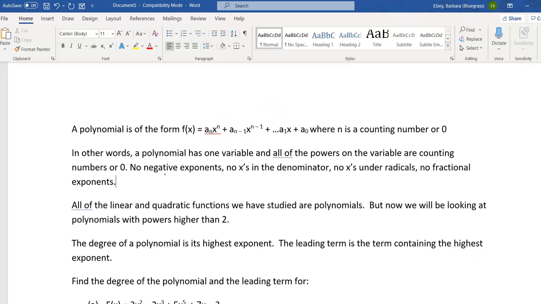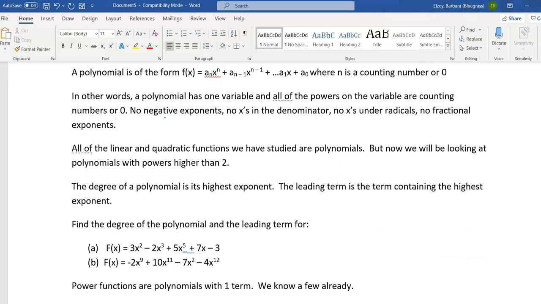Okay, so we need a few definitions that you should have seen before, but we'll go back through. The degree of a polynomial is its highest exponent. The leading term is the term containing the highest exponent. So in these questions that we have right here, let's find the degree of the polynomial and the leading term.